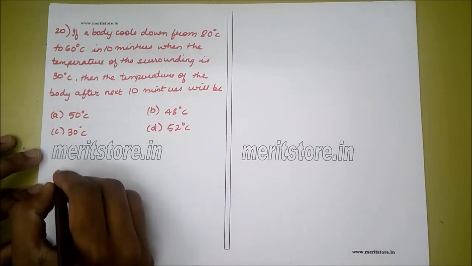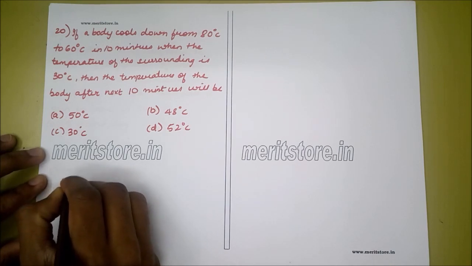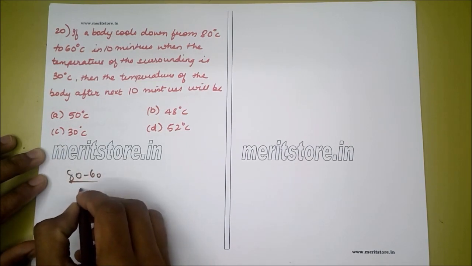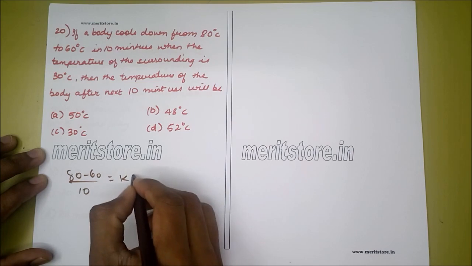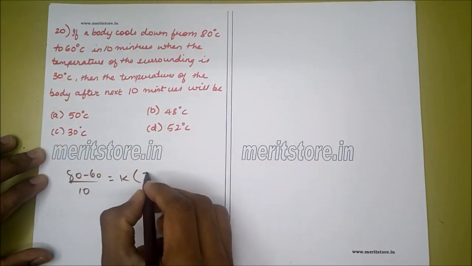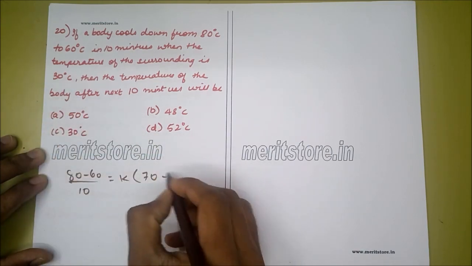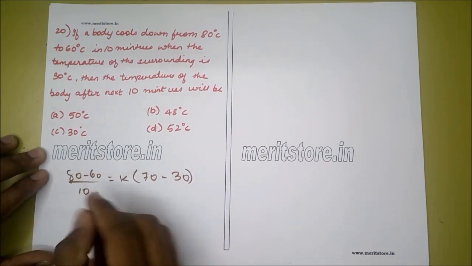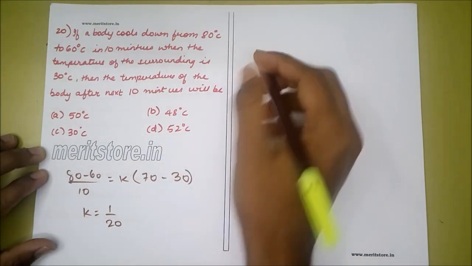Now using Newton's law of cooling, the change in temperature in the first case is 80 minus 60, and the time taken for it is 10 minutes, which is equal to Newton's constant times the average temperature of 80 and 60, which is 70, minus the surrounding temperature of 30 degrees Celsius. So solving this, we get the value of K as 1 by 20.